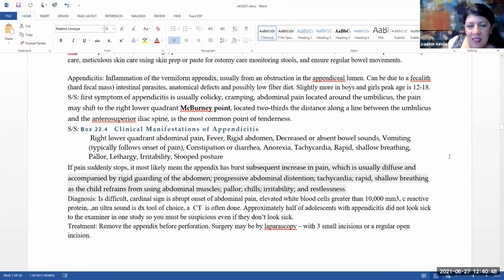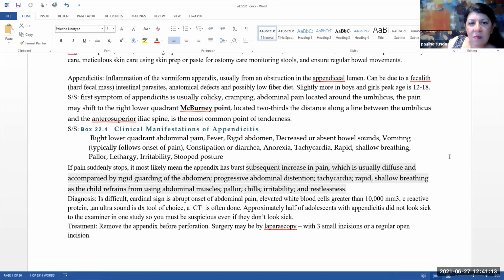Appendicitis. So this is an inflammation of the vermiform appendix, usually from an obstruction in the appendiceal lumen. This can be due to a fecal lith, which is a hard fecal mass, intestinal parasites, anatomical defects, and possibly a low fiber diet. It's slightly more common in boys than girls, and the peak age is between 12 and 18 years of age. Signs and symptoms.